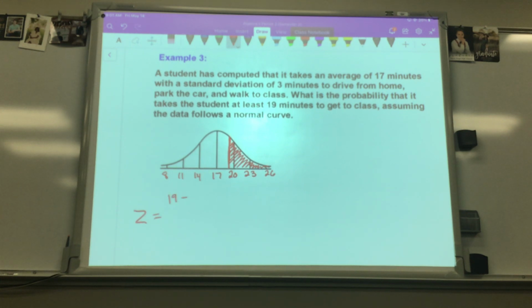So 19 minus 17 over that 3, 2/3. What's my z-score if I round to the hundredths? 0.66 or 0.67? 0.67. 6 will tell us to round up, right? Okay, so then when I go to 0.67 on the table, do we need to look it up together, or can we just go look it up ourselves? Okay, 0.67. 0.7486. You guys agree?